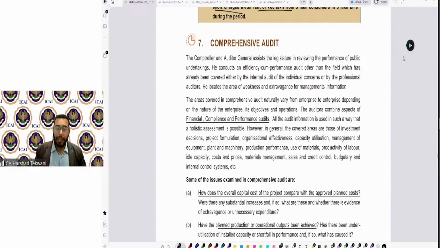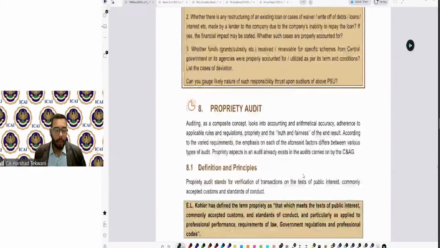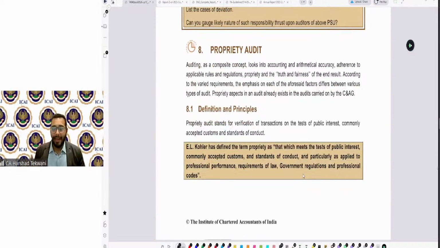Okay. The next part I want to cover is proprietary audit. Now, we need to understand what is proprietary audit, and that is something not new. Again, I'm not saying it's a new topic, it's something that we have already understood. Just a different name, a different side or part of the audit. So, what is proprietary audit?